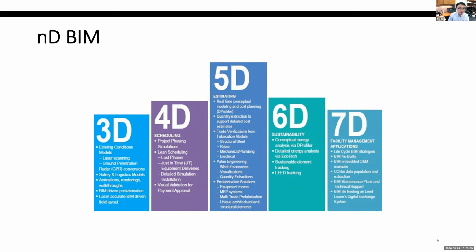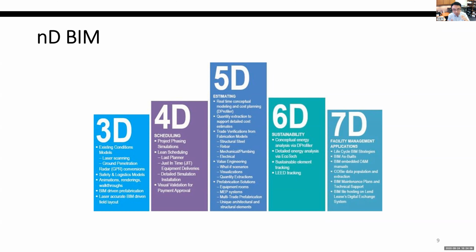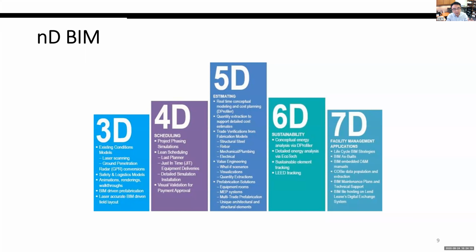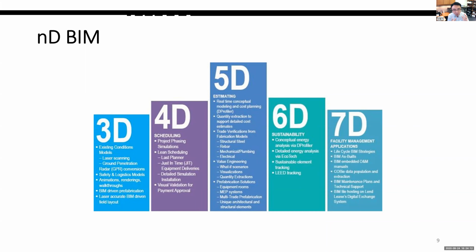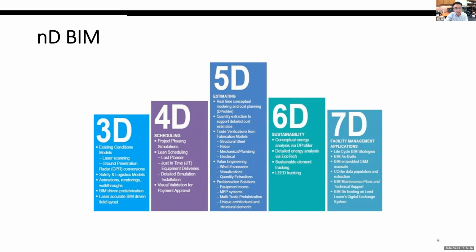4D BIM is often used to run animation simulation. So we actually can combine this bar chart from P6 software or Microsoft Project software, or just a simple Excel spreadsheet. We can integrate that into this 4D platform, and so we can see how the building is built up. That's called 4D simulation or scheduling simulation in BIM.